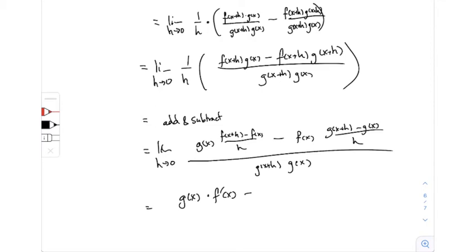F of x times g prime of x, right? That's the second part up top. And then the bottom, that common denominator, actually is going to stay as part of my answer here. What do you get when the h becomes 0 down here? Well, the second one is still g of x, but the first one also becomes g of x. So I actually get g of x squared on the bottom. This is something weird about the quotient rule. Anyway, that's the quotient rule.